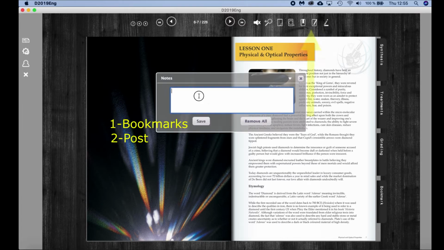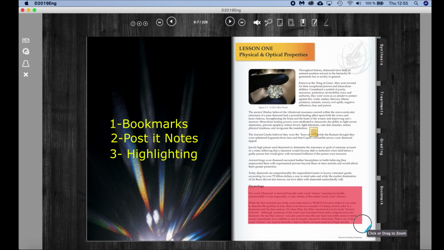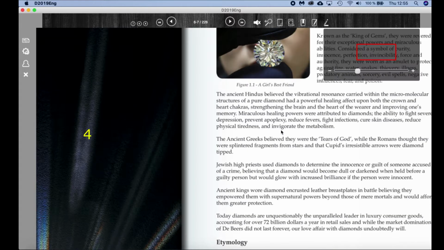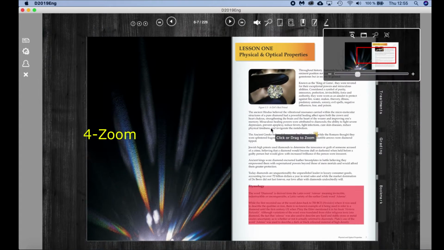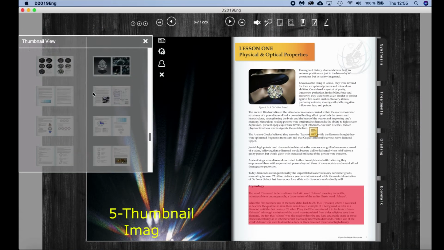You can also insert post-it notes wherever you want in the course. And you can also highlight the text. There's also a zoom feature and convenient thumbnail images.